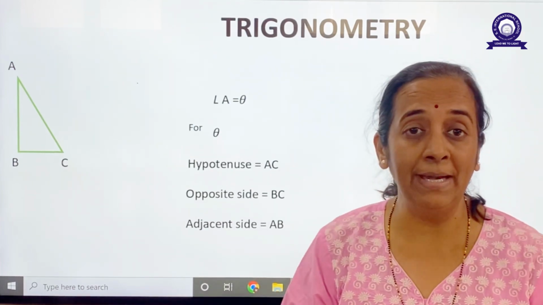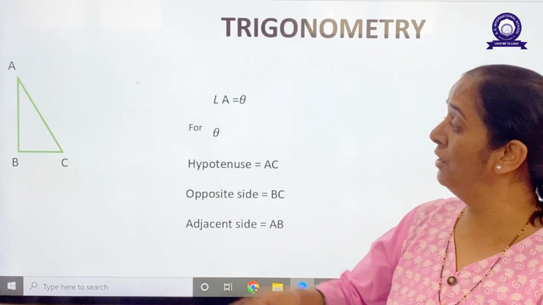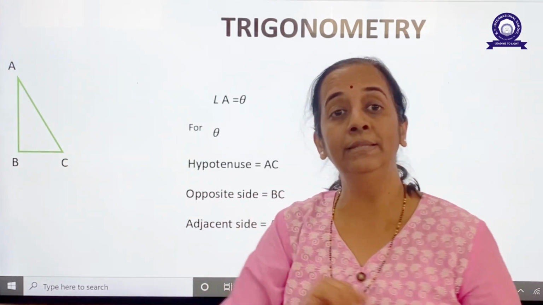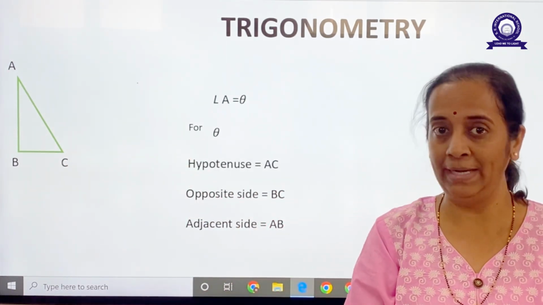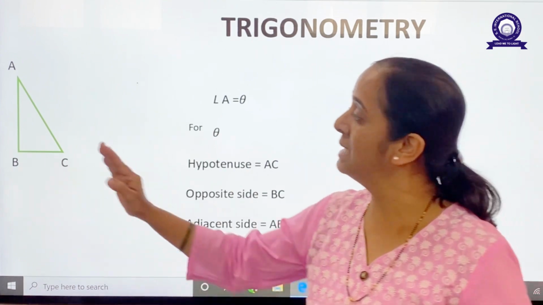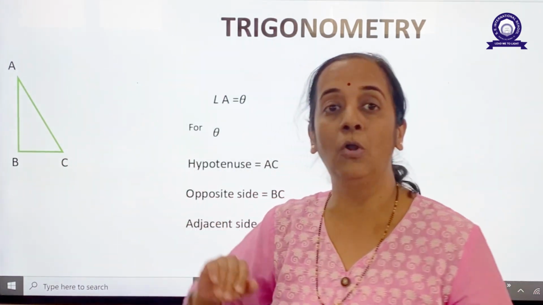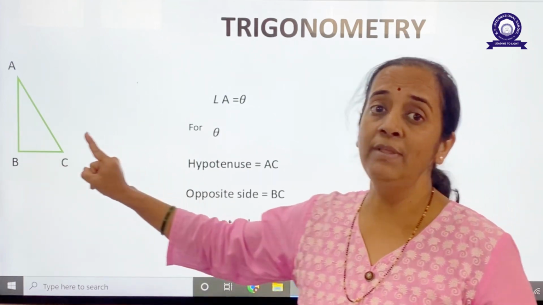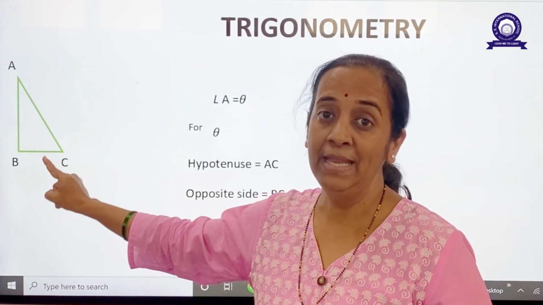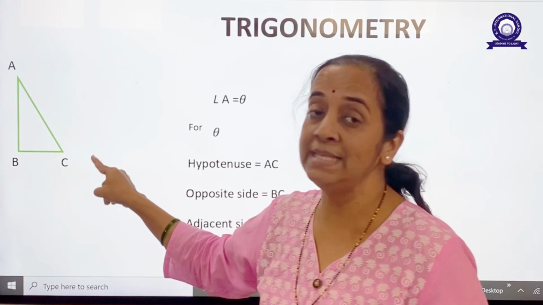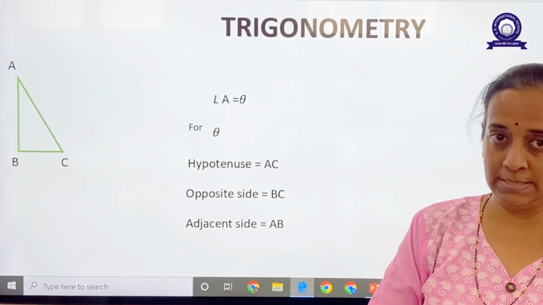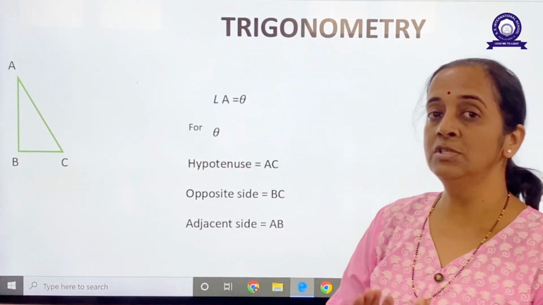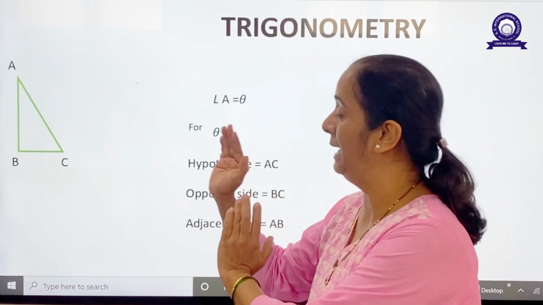So, what do you mean by right angle triangle? If one of the angle is of 90 degree, then that triangle is called as a right angle triangle. And the side opposite to 90 degree is called as its hypotenuse. So, within this triangle ABC, if the measure of angle B is 90 degree, then the side AC will be its hypotenuse. Now, let's focus on particular angle, means angle A.